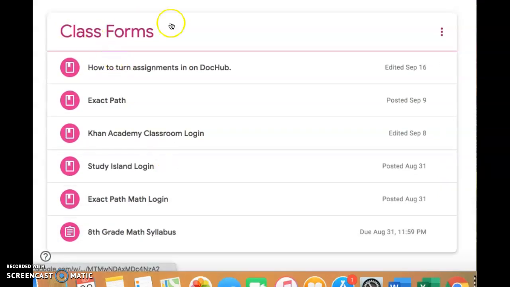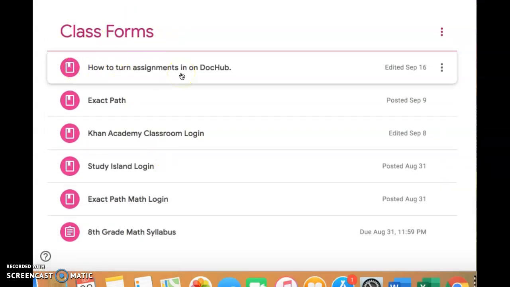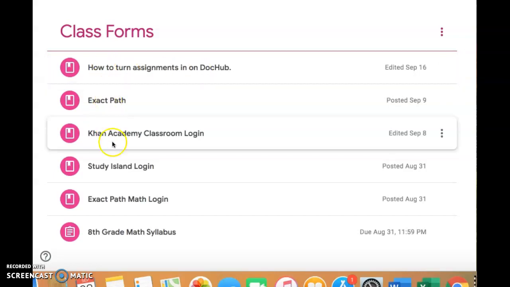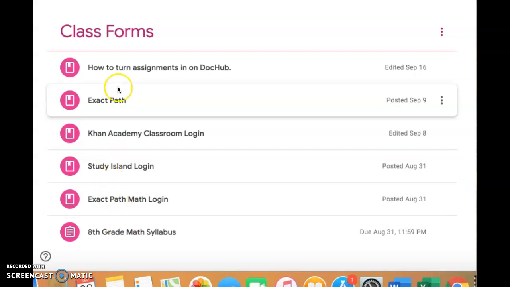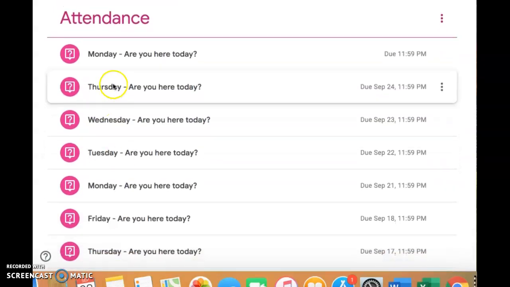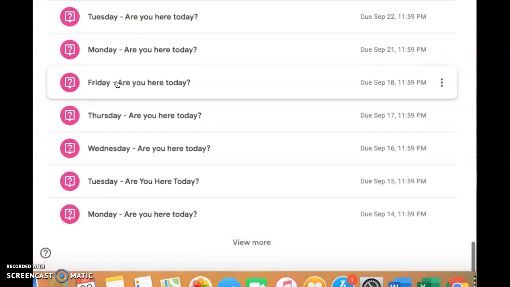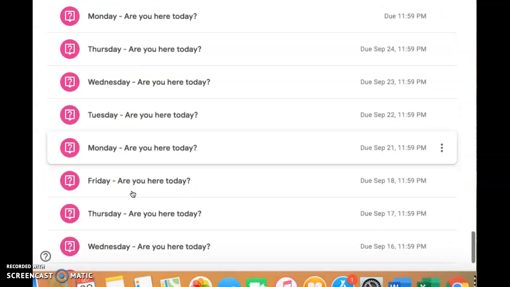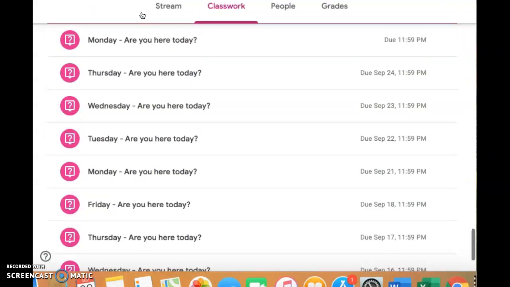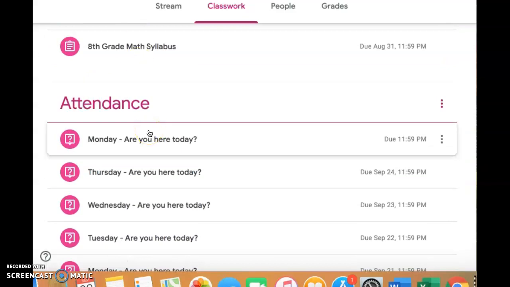Next, you'll see the class forms section. Here's a short video that shows you how to turn in stuff on DocHub. This isn't just for math, it's for all of your classes, and it's a helpful video. Then you have your logins, whether it's Exact Path, Khan Academy, Study Island. They are all listed there, and your math syllabus. The next category is attendance, and all of our attendance questions are posted there. Today was Monday, so that's the latest one. You need to make sure that you are always answering the attendance question every day for every class that you have.